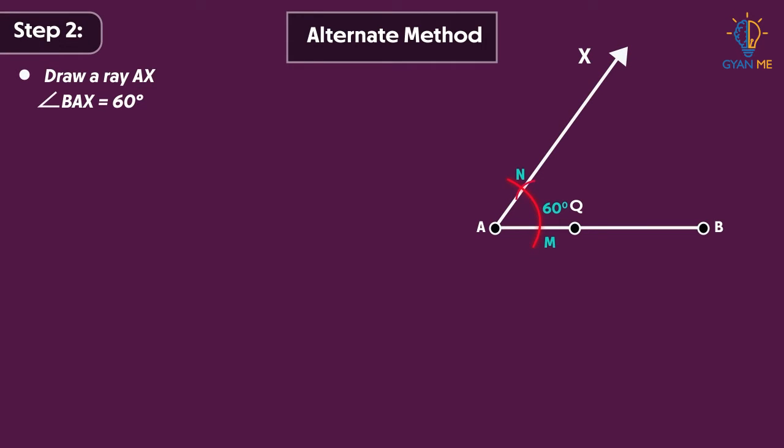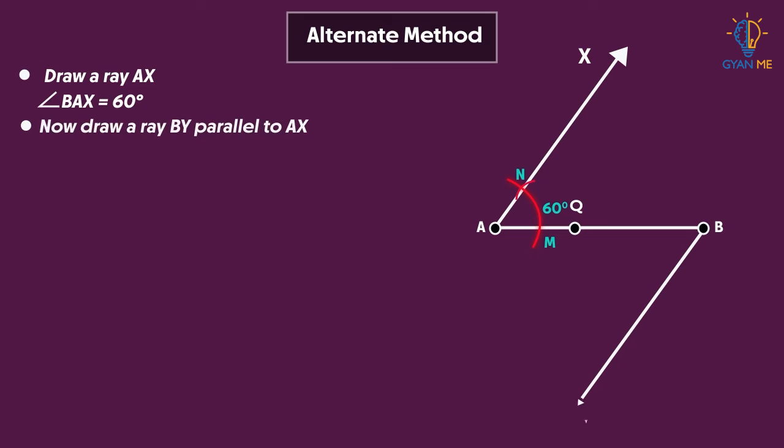Step 2. Now draw another ray BY parallel to AX on the opposite side of the line segment AB. How will you draw such parallel rays? Yes, you are right. By making angles ABY and BAX equal, such that angle ABY is equal to angle BAX equal to 60 degrees.